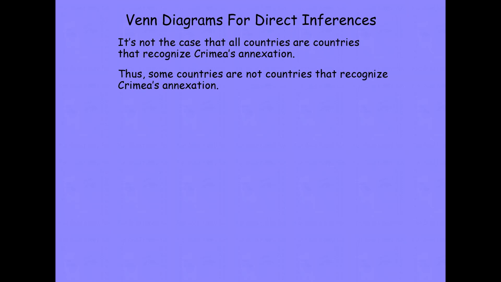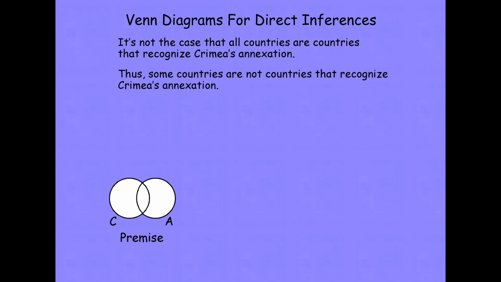Premise, conclusion. Our premise says it's not the case that all countries are countries that recognize Crimea's annexation. Our conclusion, thus some countries are not countries that recognize Crimea's annexation. The first thing we're going to do is write a premise diagram and a conclusion diagram. So with our premise diagram, we label it premise.